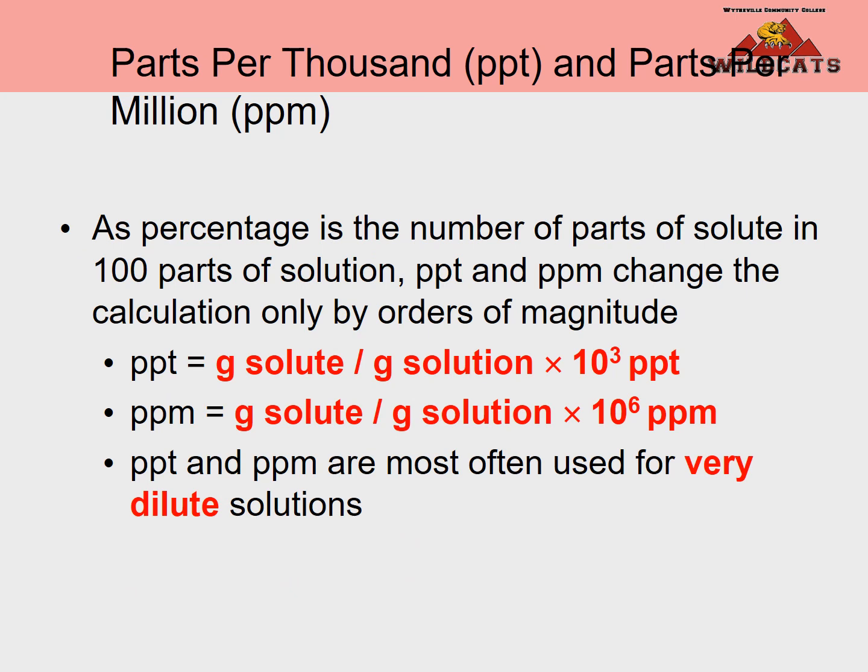Parts per thousand and parts per million. Again, sometimes the molarity is just not small enough. So if you'll notice, we use the percent and we just multiply by 10 to the third to get parts per thousand, 10 to the sixth to get parts per million, 10 to the ninth to get parts per billion, 10 to the 12th to get parts per trillion. Again, they're used for very dilute solutions, and we're actually getting the technology to measure the parts per billion and maybe even the parts per trillion concentration for some molecules.